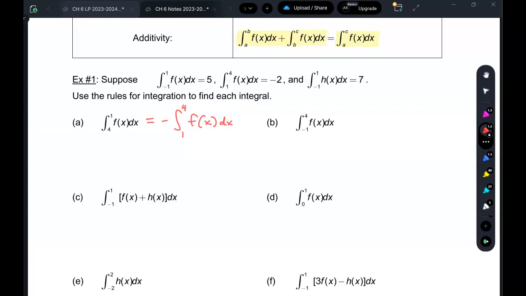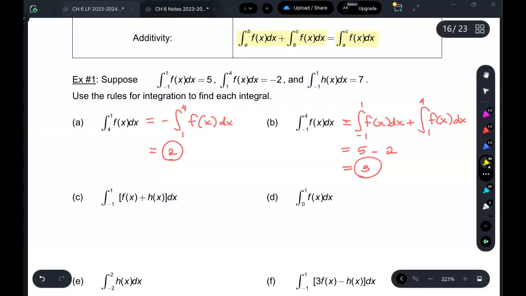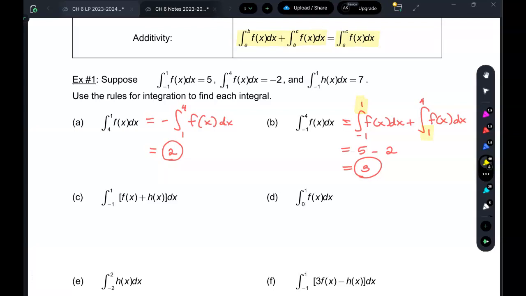So positive 2. Okay. -1 to 4 of f of x dx. 3. Do we see how we got that? Because we know from -1 to 1, and then from 1 to 4. So 5 minus 2 gives us 3. Now the key is that these two, remember, those are the two that have to be the same.